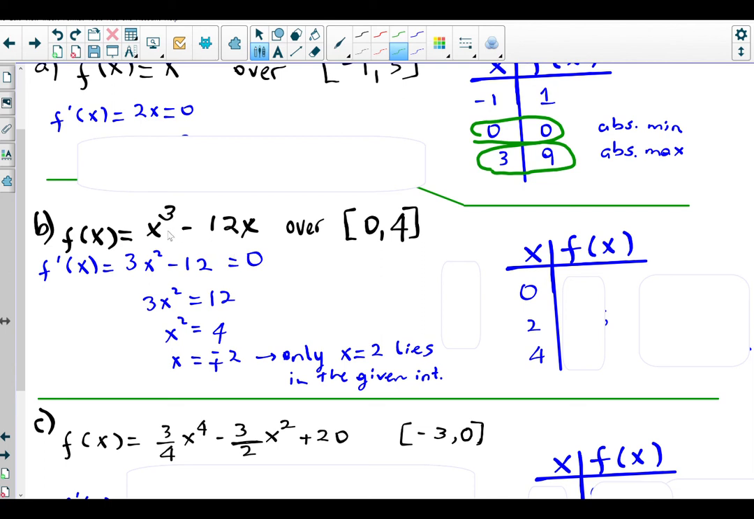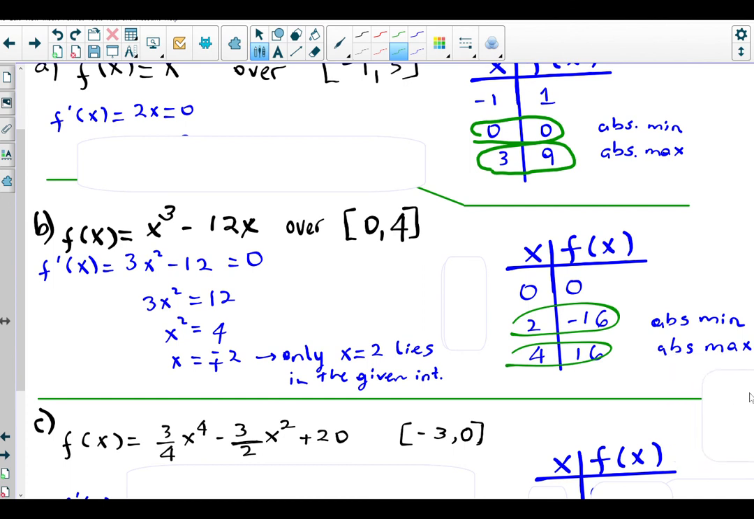If you plug in a 0, you'll have 0 minus 0, you get 0 back. Plug in a 2, you're going to have 8 minus 24, or negative 16, and plug in a 4, you're going to have 64 minus 48, or 16. Of those, look at the y coordinates. This is the absolute lowest, and this is the absolute highest. So those are your absolute min and absolute max, respectively. 2 comma negative 16 is your absolute min. 4 comma 16 is your absolute max.